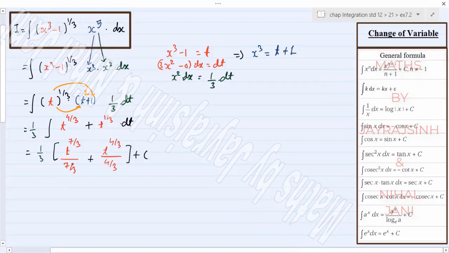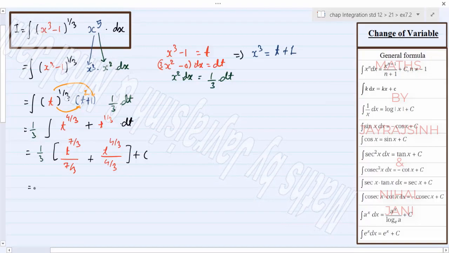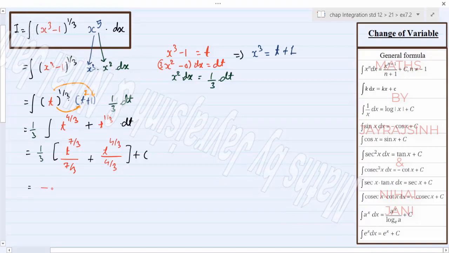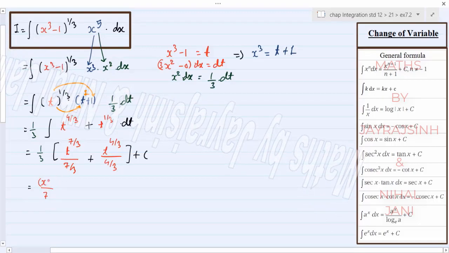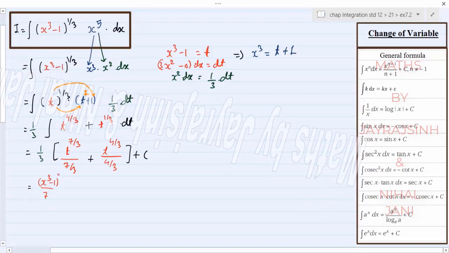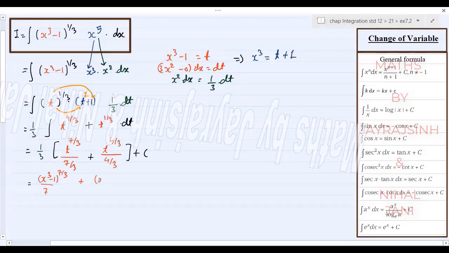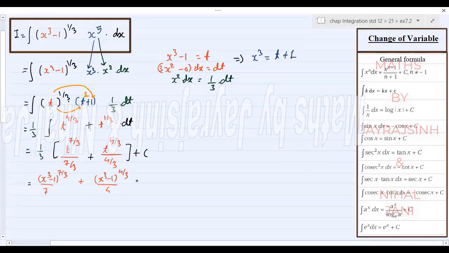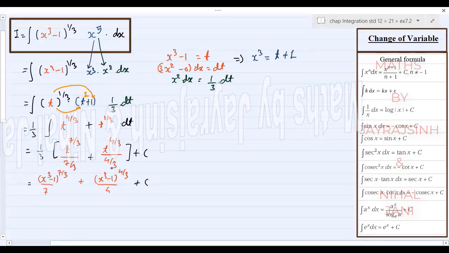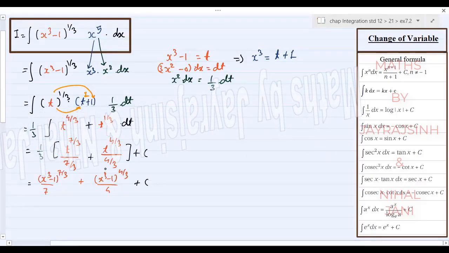Now let's multiply 1 by 3. So we will get t raised to 7 by 3 upon 7. Just place the value of t, which is x cube minus 1. x cube minus 1 whole raised to 7 by 3 upon 7, plus x cube minus 1 whole raised to 4 by 3 upon 4, plus c is your final answer. Ta-da!